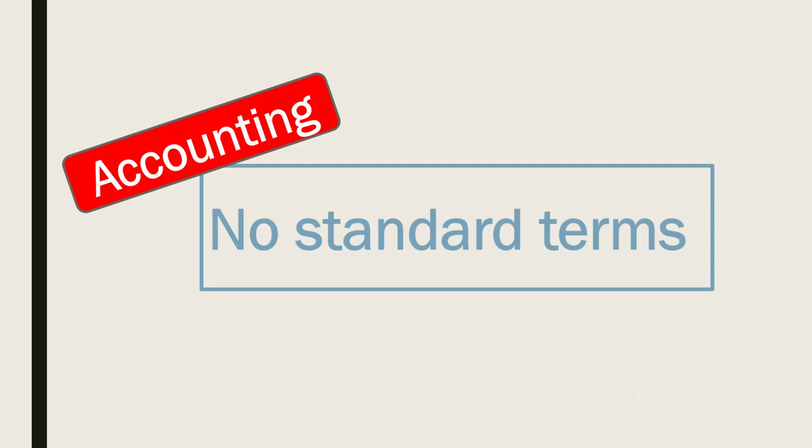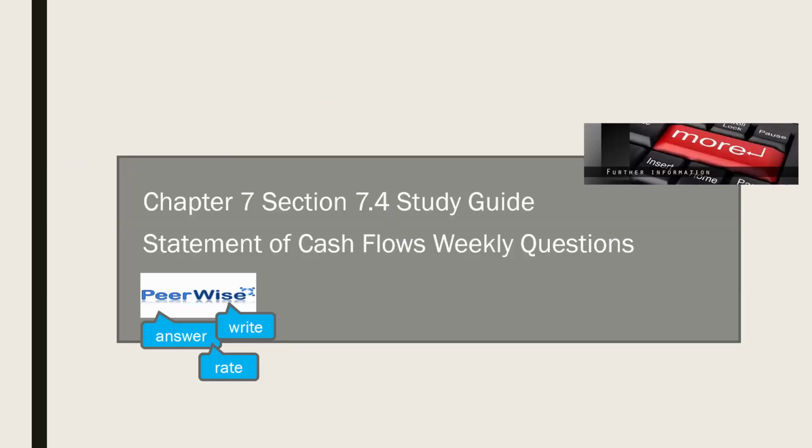There are no standard terms in accounting, and the same or similar words can refer to different concepts. This is the case with the use of the words operating and financial.